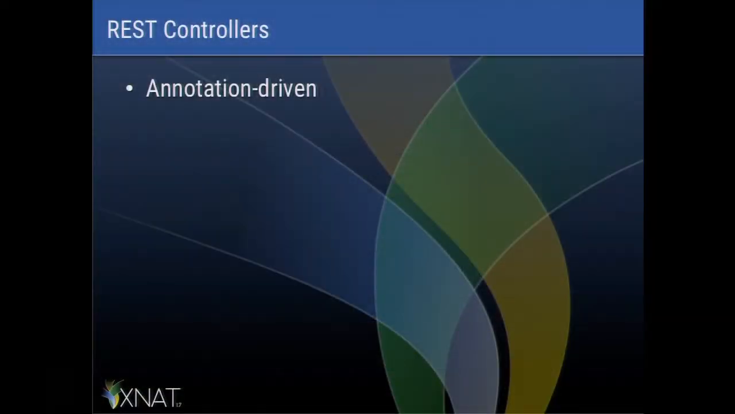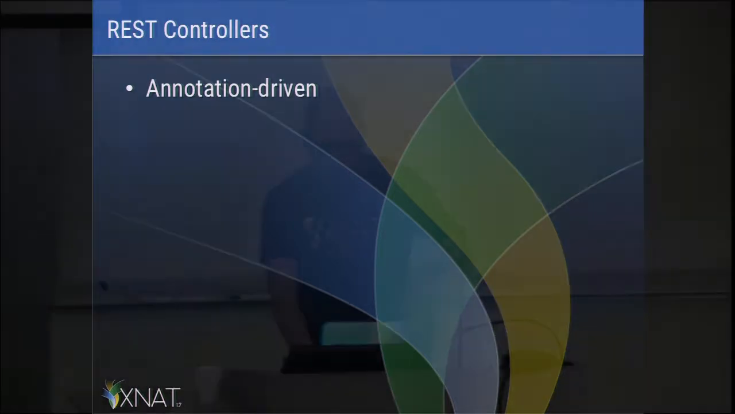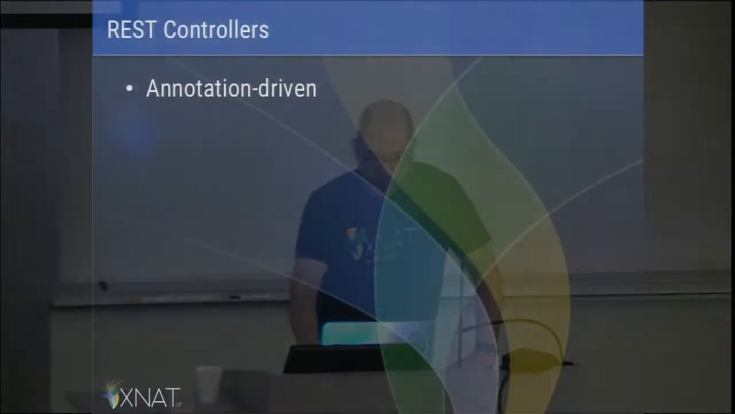REST controllers. So the REST API is probably the primary way. I know a lot of people said that they've used it, and that's because it's probably the primary way people actually script XNAT or control XNAT externally. The way we're doing REST controllers now is much, much easier. So if you want to write your own custom REST controller, it's easier.